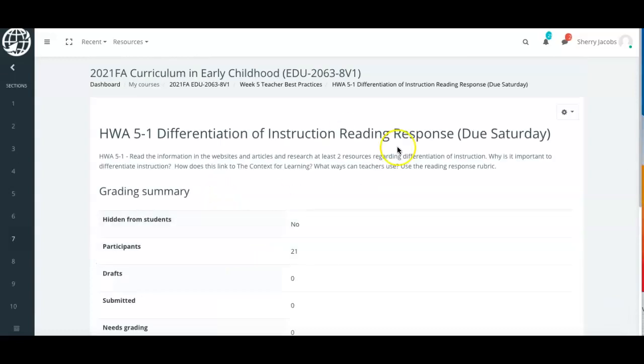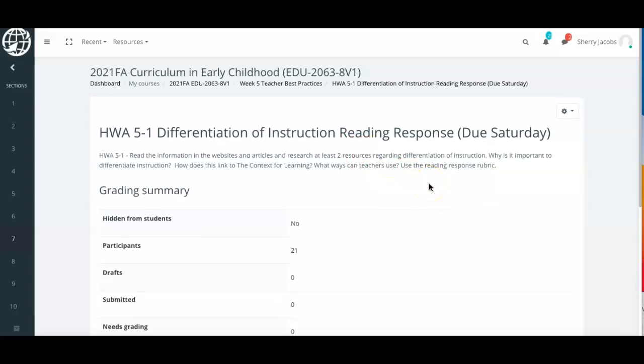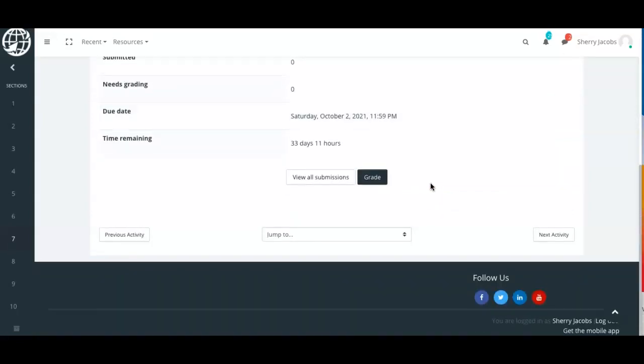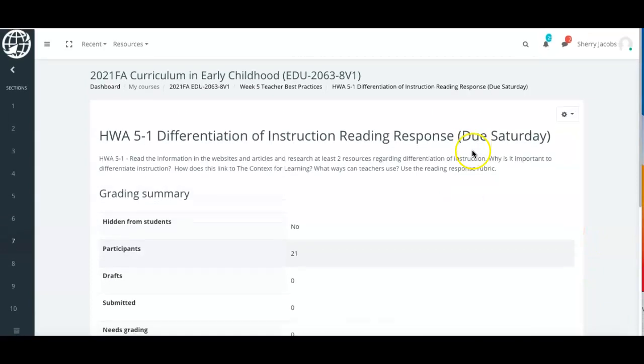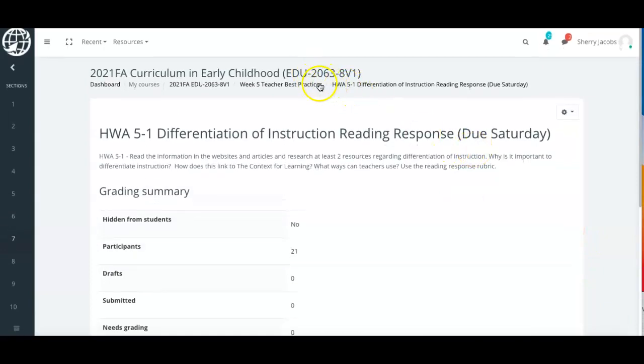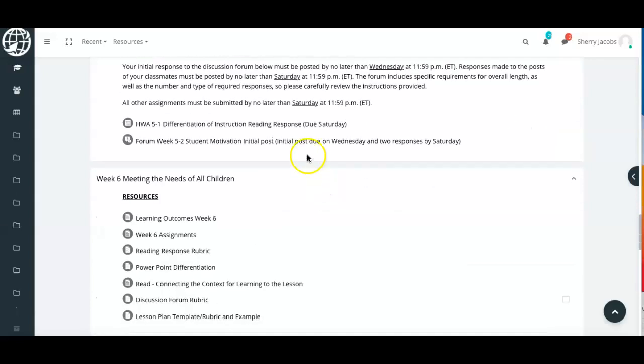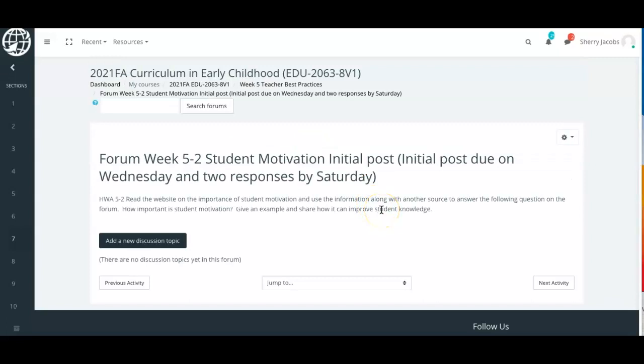This is reading response 1, the one we just talked about. I'm not going to read that over to you again. And 5.2 is the student motivation one that we just talked about, and I just showed you where the link was to that video.